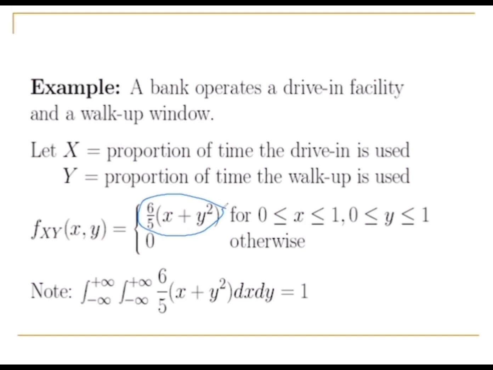Now, before a meaningful inference can be done on this joint probability density function, the interest may be in getting f of X, or f of Y, or the conditional function of X given Y, or of Y given X. In a particular bank, they may want to see whether a relationship exists between the proportion of time the drive-in facility is used and the proportion of time the walk-in facility is used.